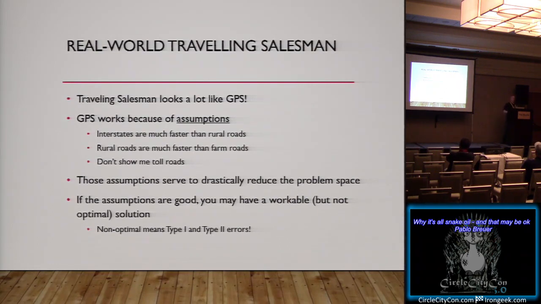And on top of that, the GPS can do things like, hey, anything that's a loop I don't want to do. And I always want to be making positive progress. I don't want to loop back on anything. And those assumptions drastically reduce the problem space. Okay? And if the assumptions are good, you're going to have a workable but non-optimal solution. The problem in security is non-optimal means you're going to have type 1 and type 2 errors. You're going to have false positives and false negatives. And in information security, we want to be right all the time. We're just not going to be able to get there via the solution.